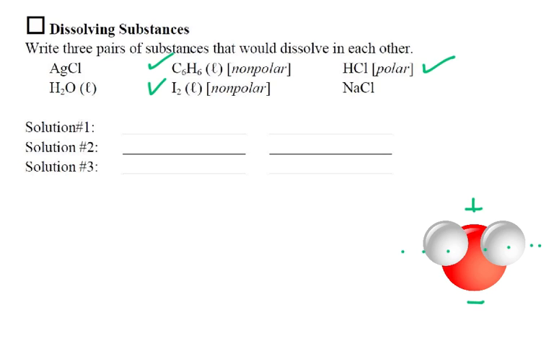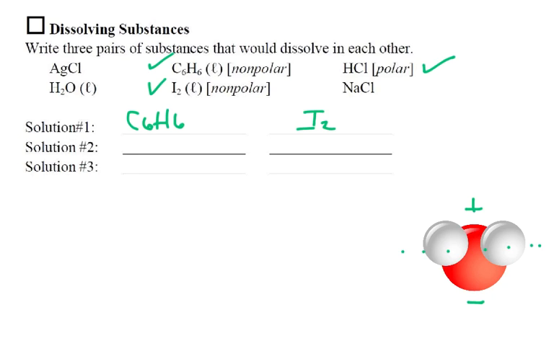So we have the rule that like dissolves like. Polar things will dissolve in polar things, nonpolar things will dissolve in nonpolar things. So if we want a solution here, we could say, well, let's do C6H6, that's nonpolar, and we could dissolve I2, so those two would mix really nicely.